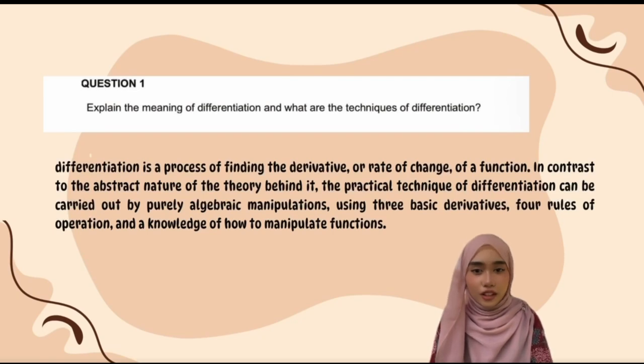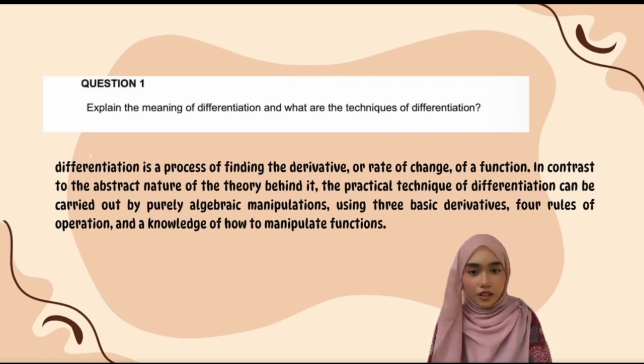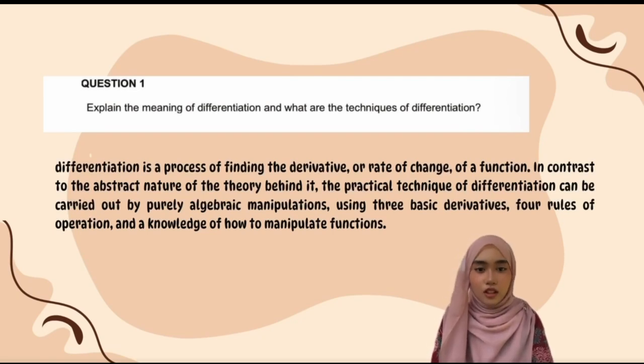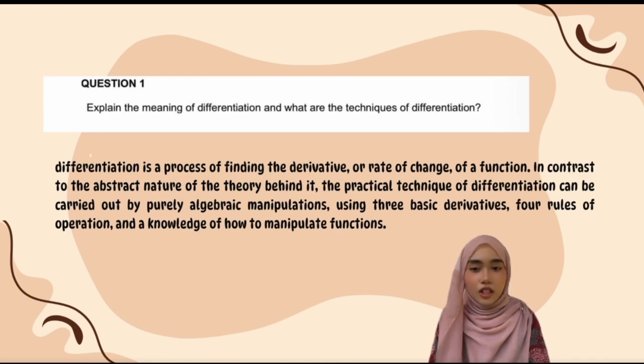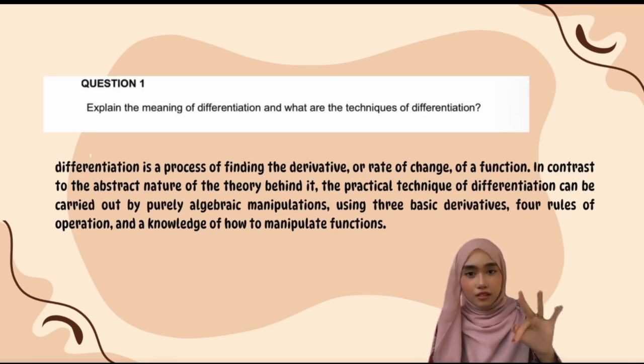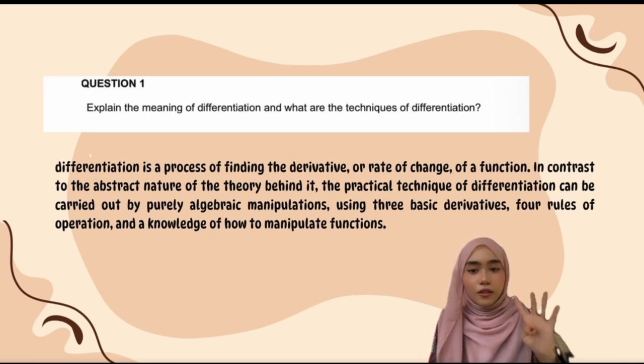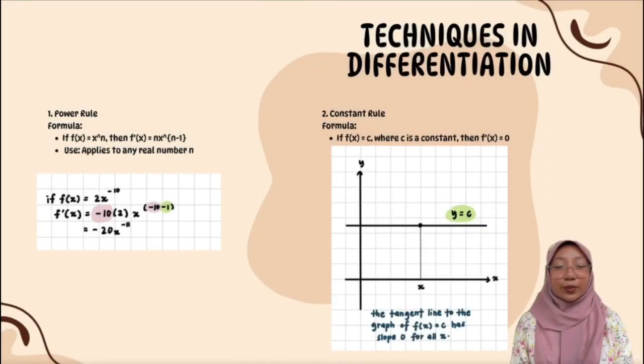Differentiation is a process of finding the derivative or rate of change of a function. In contrast to the abstract nature of the theory behind it, the practical technique of differentiation can be carried out by using algebra manipulation, using 3 derivatives, 4 rules of the operation, and a knowledge of how to manipulate functions. Before we move further, we will look at the techniques of differentiation.